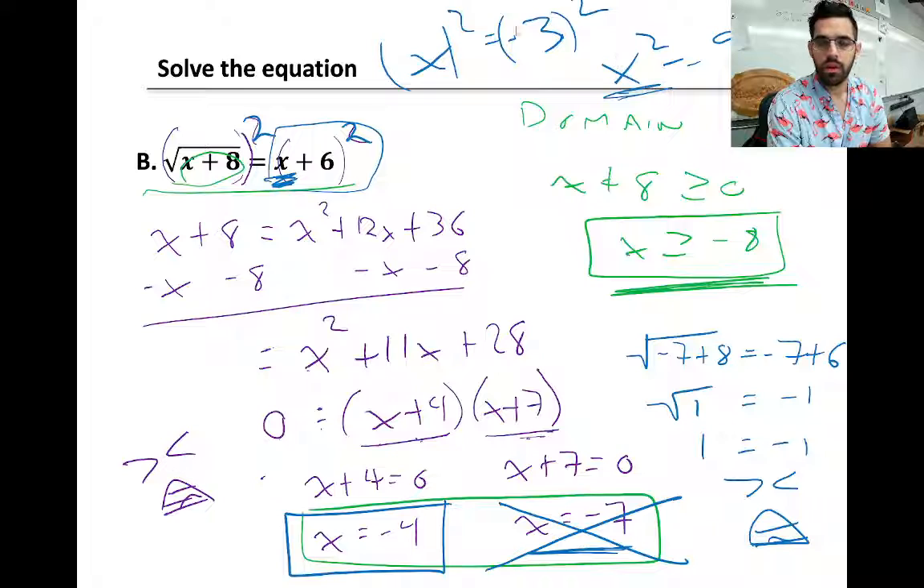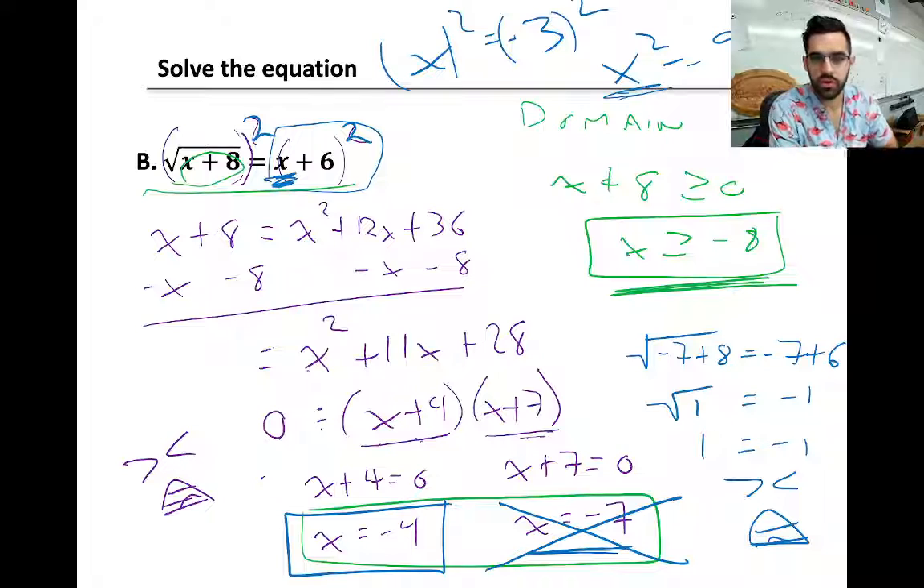But the point here though is if I have x squared equals 9, x could be 3, because 3 squared is 9, but x could also be negative 3, because a negative squared is going to be positive as well. So when we squared this x plus 6, it's like squaring a negative 3. We could create an extra answer.